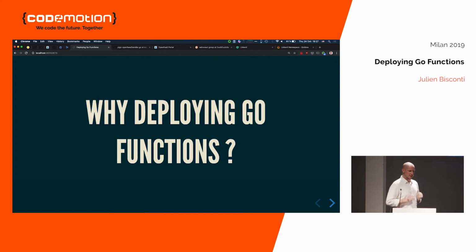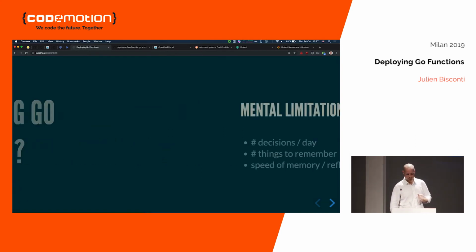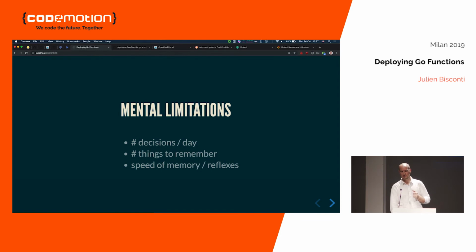So let's take a step back. Why are we deploying Go functions? Because we have mental limitations. The first mental limitation is the number of decisions you can make per day. I guarantee that if you look at high-performing people, they always have habits. They say, the 10 most common habits of high-performing people. They miss the point. The important thing is not the 10. The important thing is that they had habits, because habits make everything automated. They didn't have to think about it. It's like, okay, this is how my day is going to look, so my mental resources are freed up in order to focus my brain on what matters.